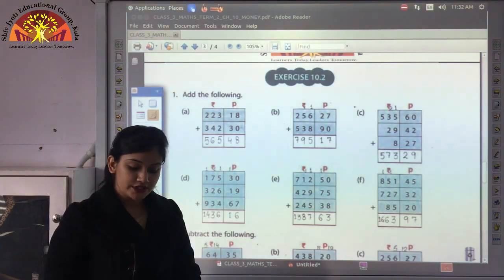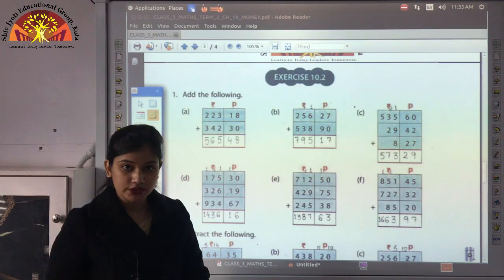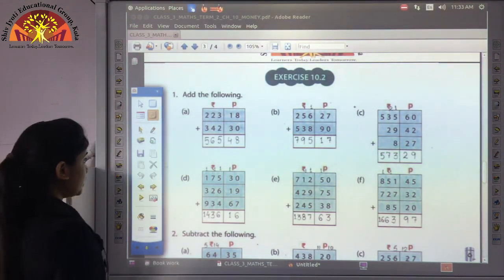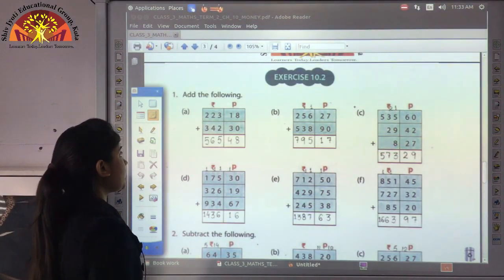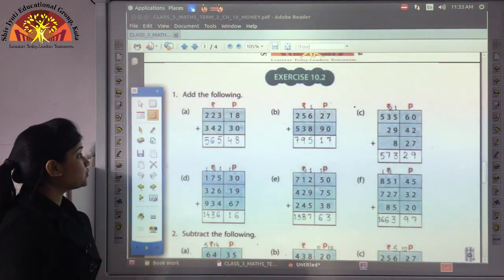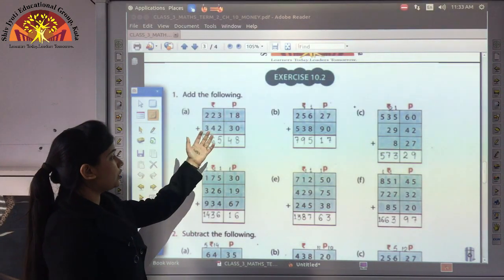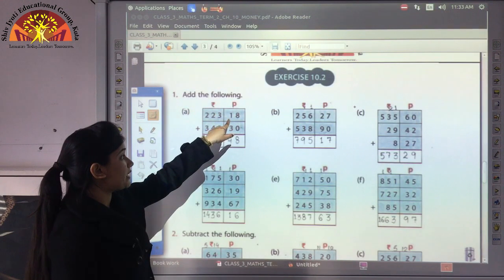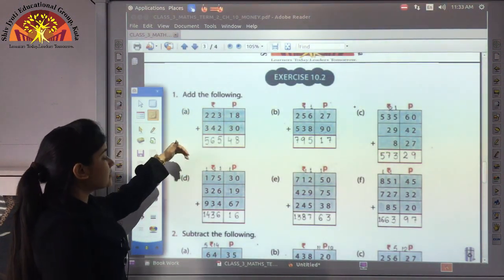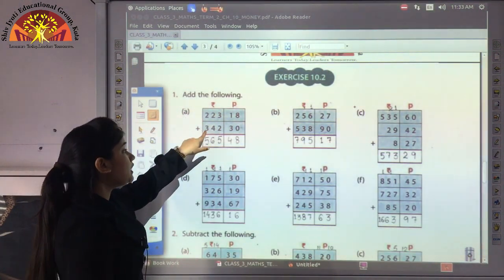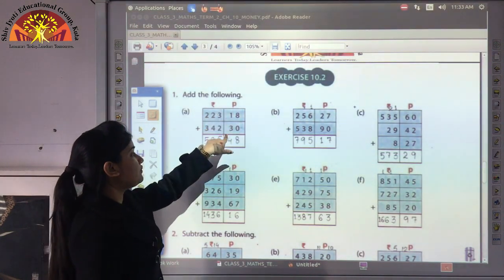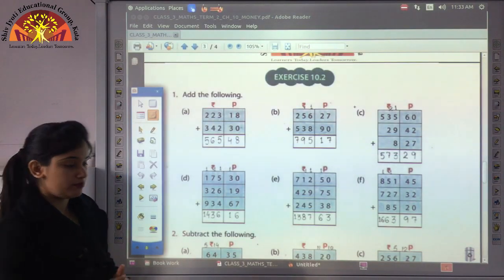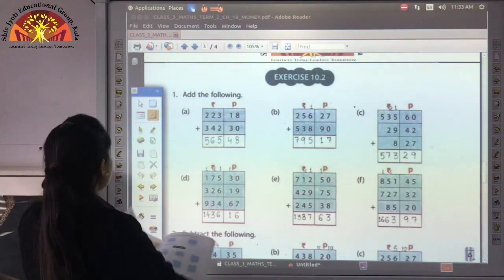So now students, we are starting exercise 10.2, that is given on page number 139, and question number 1 of exercise 10.2 is: add the following. So now students, you can see 2 numbers are given here. The first is 223 in rupees, and in paise we have 18 paise, and in the next number in rupees we have 342, and in paise we have 30 paise. We have to find the addition of these 2 numbers. So now how can we find the addition?